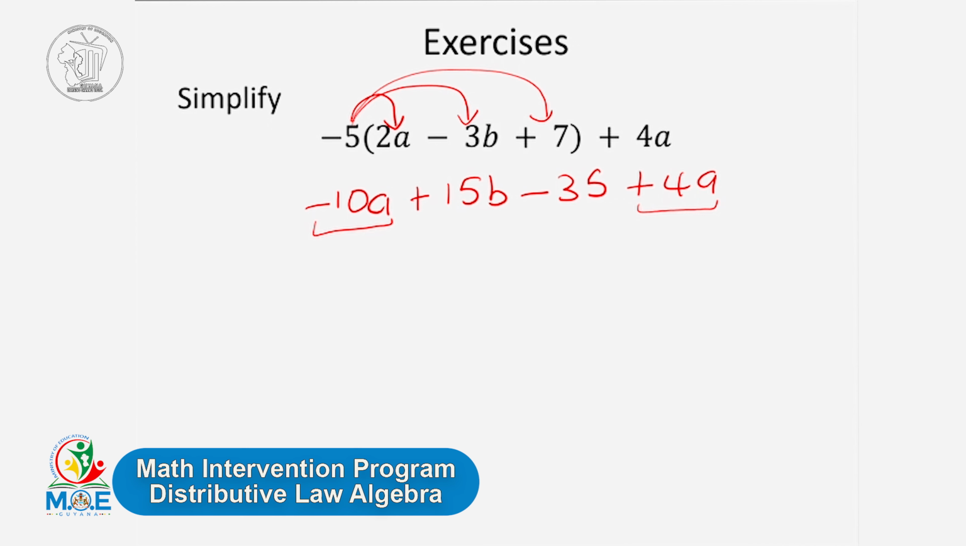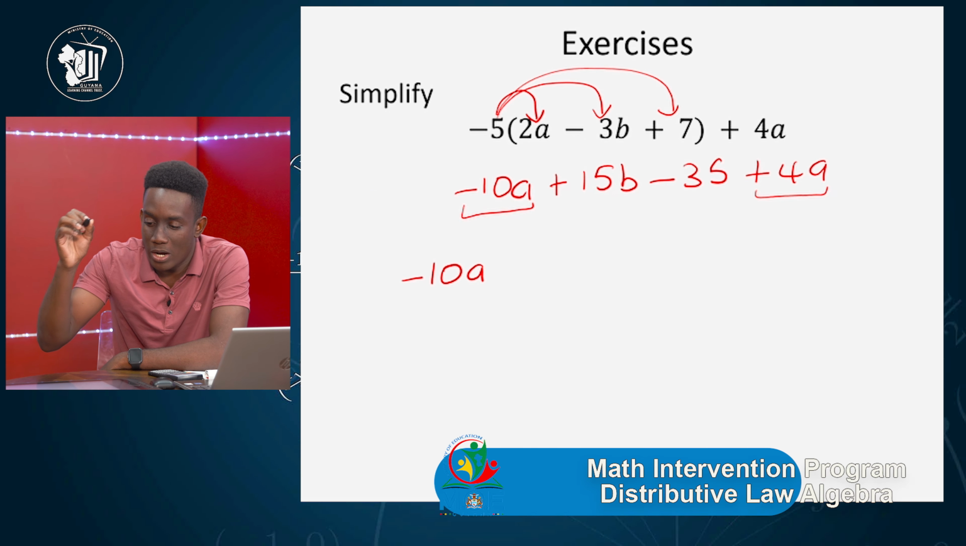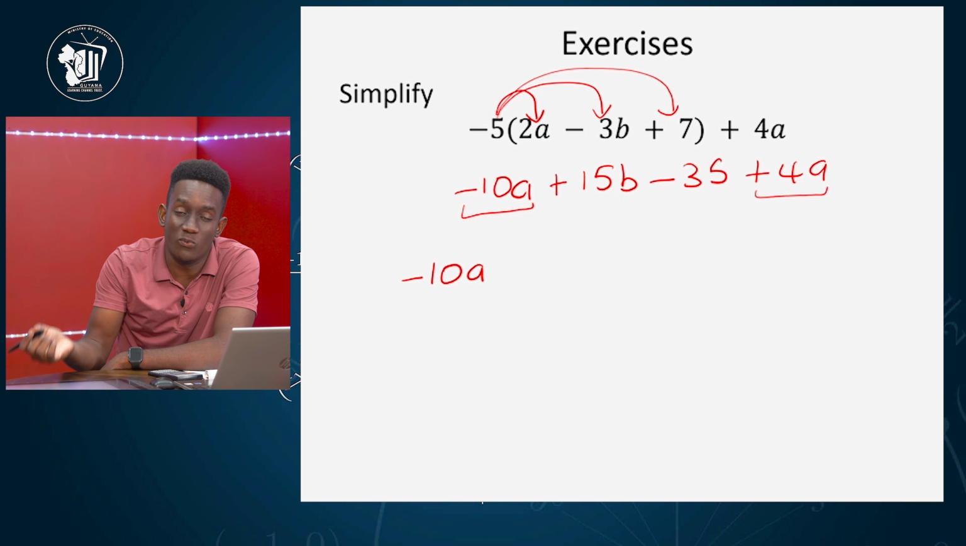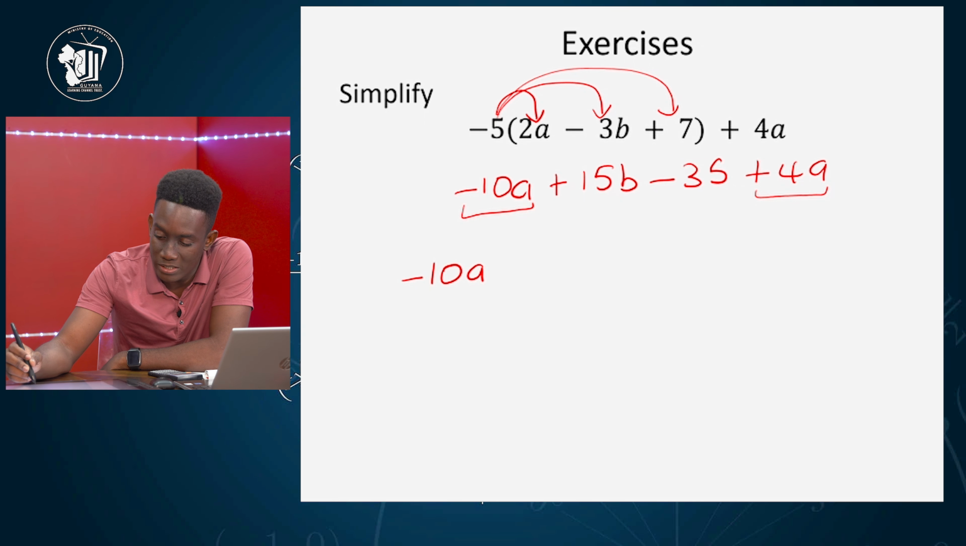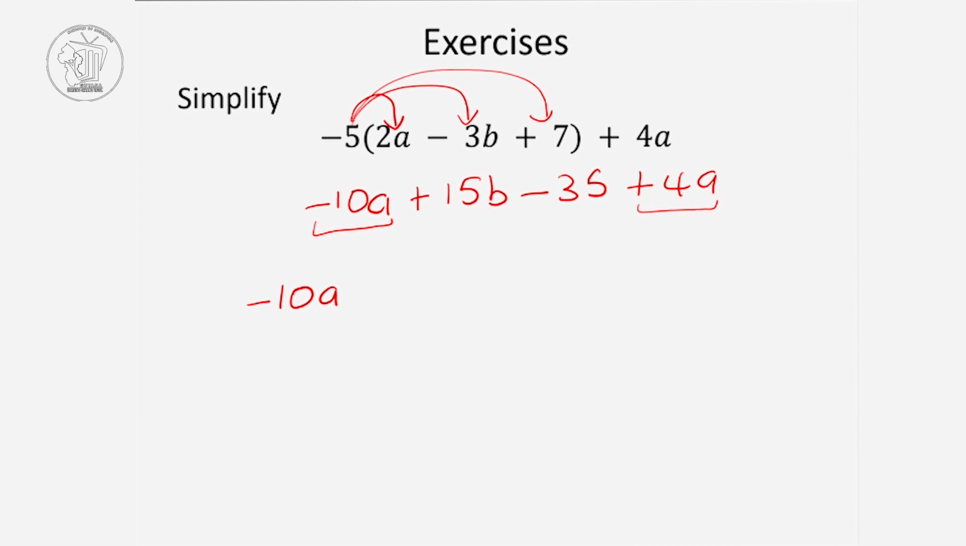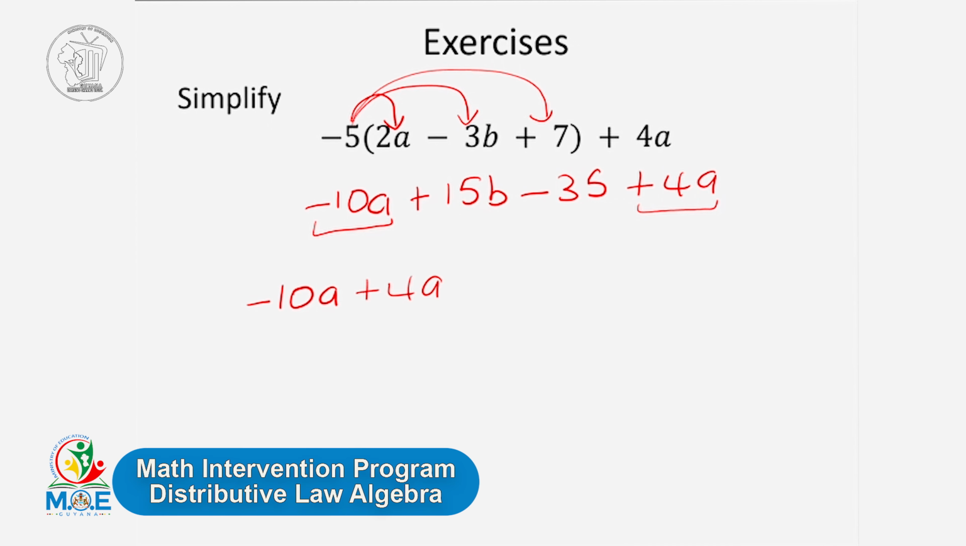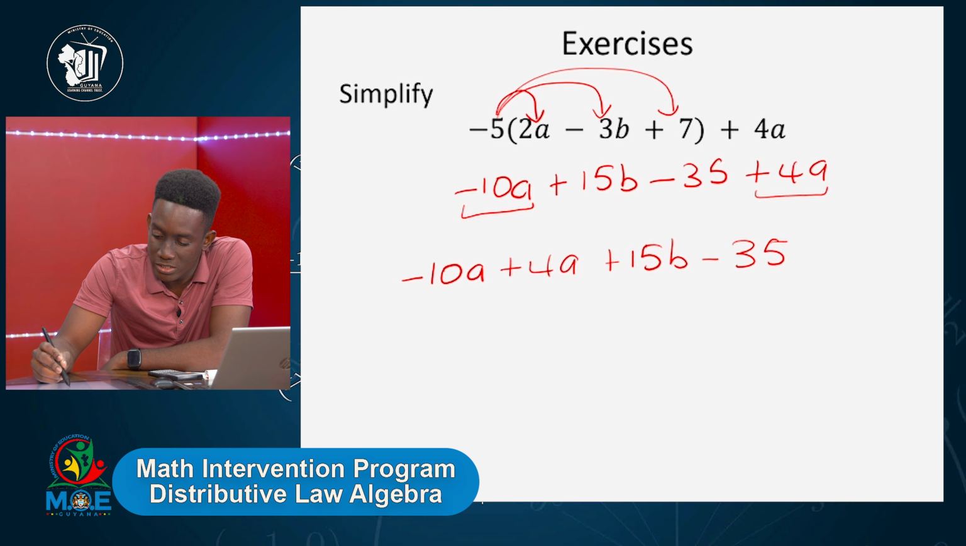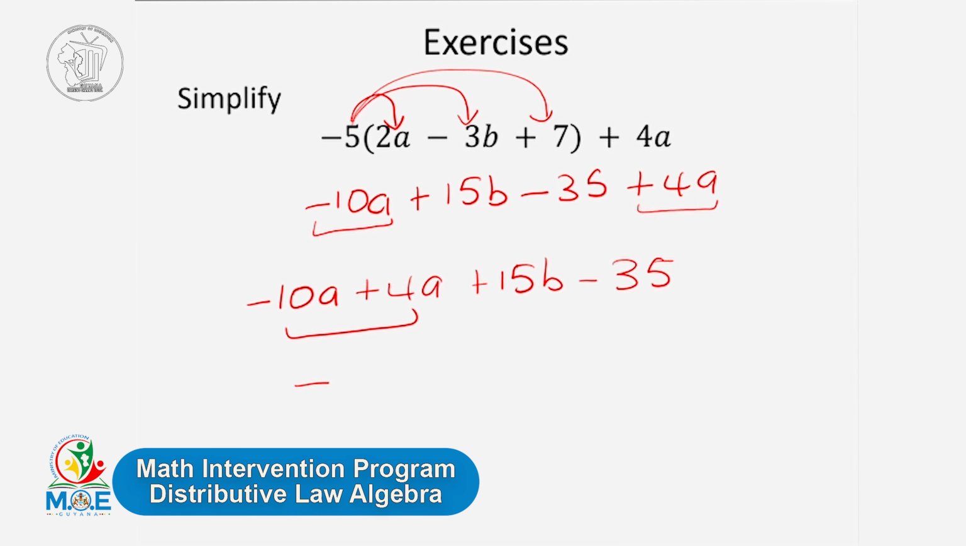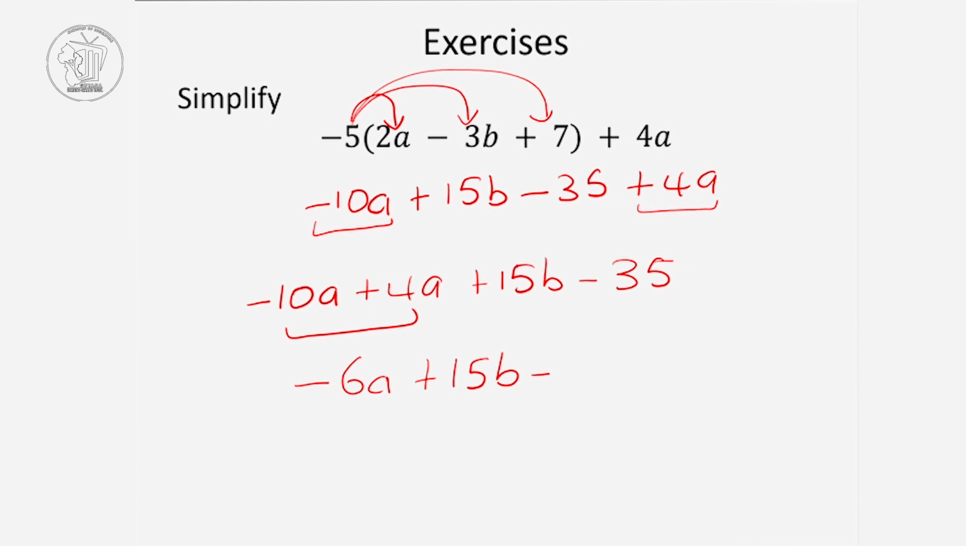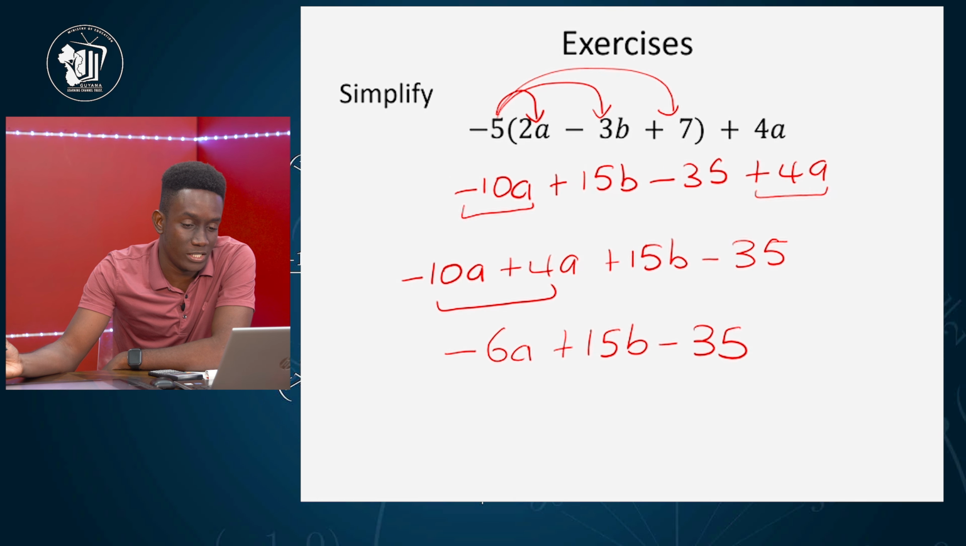So that this will become negative 10a. One thing: when you are grouping your like terms, you always move with the sign in front of the term. So this will be negative 10a plus 4a plus 15b minus 35. Whatever sign is in front, that sign must remain when you finish simplifying. So we work this out. Negative 10a plus 4a would give me a negative 6a plus 15b minus 35. And that is as simple as we can go.